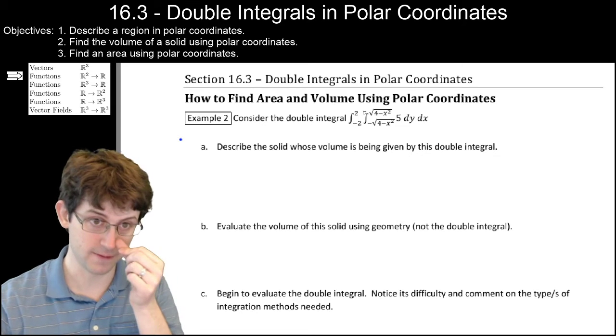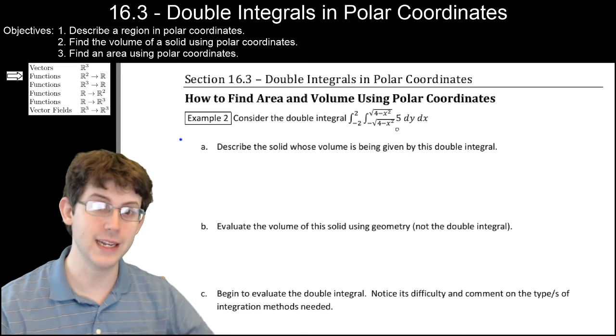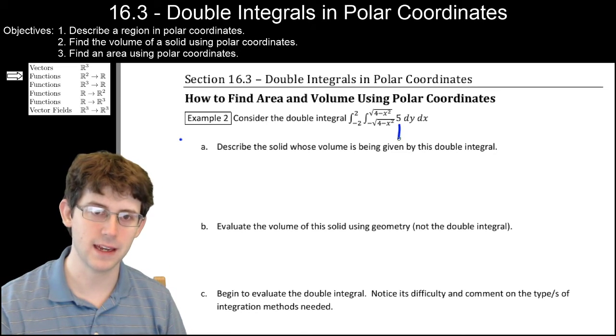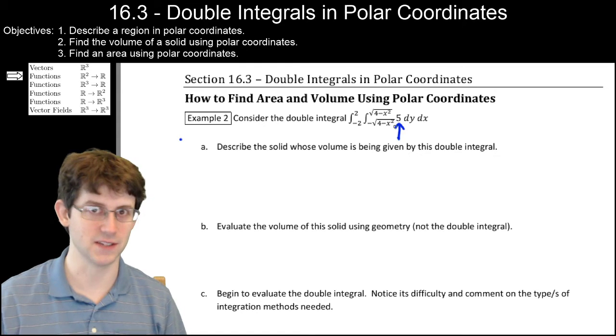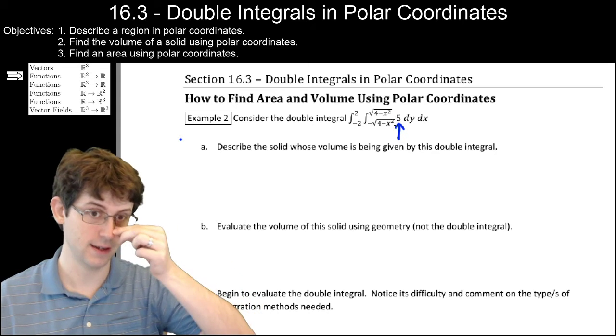The idea you should have from the previous sections is that the bounds of the integral describe a region in the xy plane. And then we think of this function, I mean the function is just 5 right now, as determining the height of a surface.